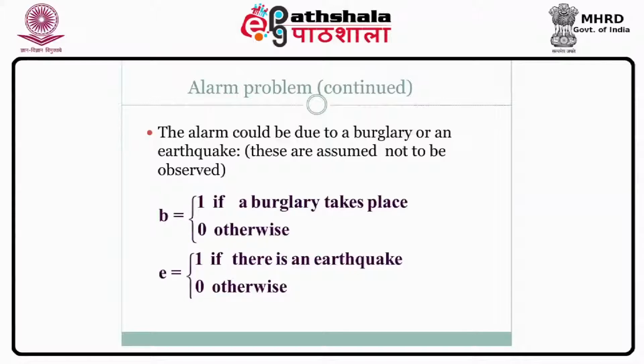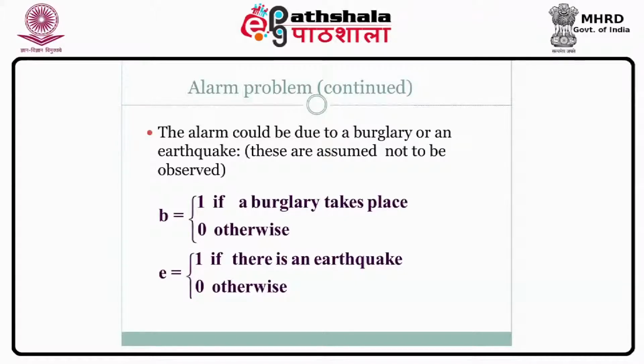The alarm could be due to a burglary or an earthquake. These are assumed not to be observed. And B, the symbol I am using for burglary, can take the value 1 or 0 according as the burglary takes place or not. Similarly, E, indicating the earthquake, is 1 or 0, a sort of dummy variable, according as an earthquake occurs or not.